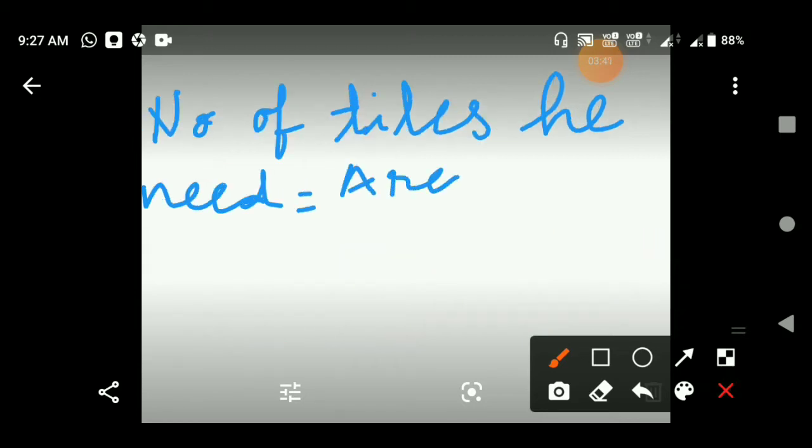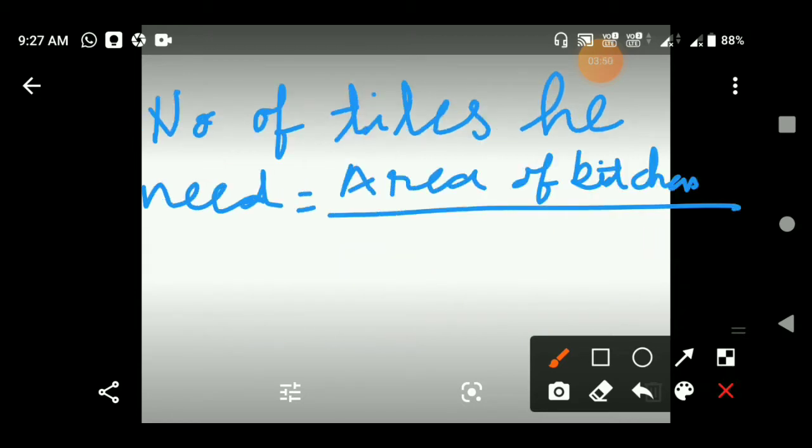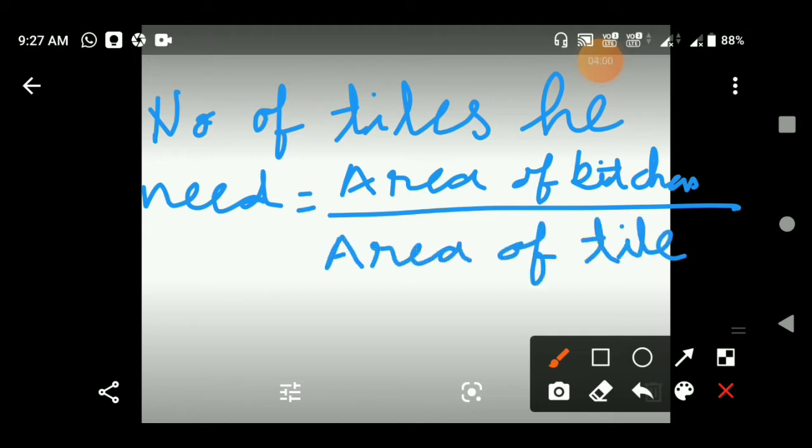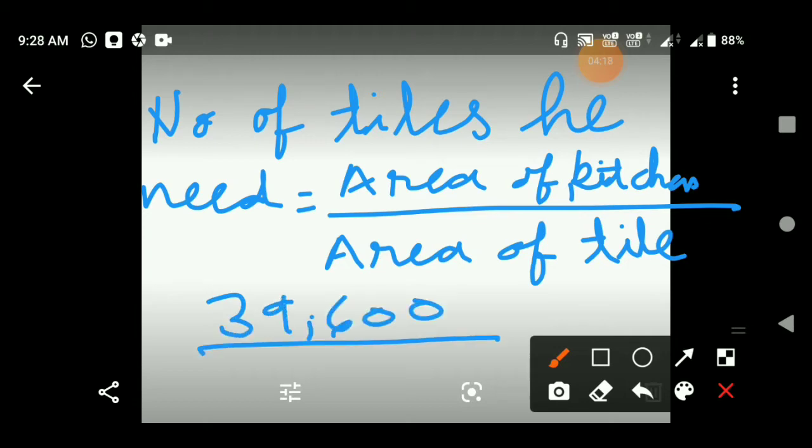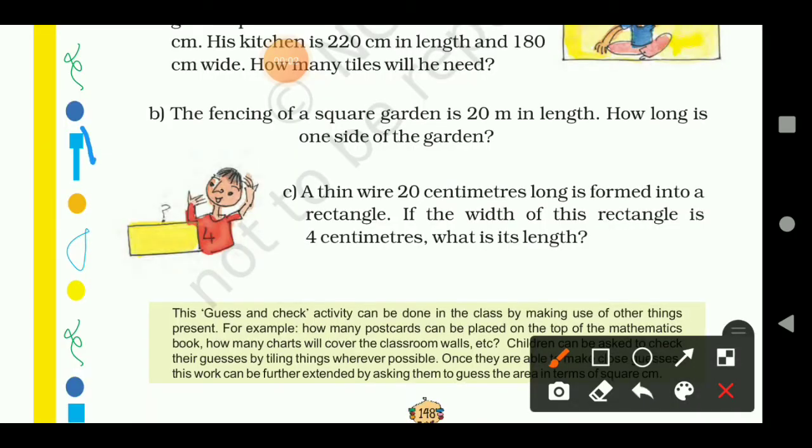Now let's find out how many tiles he needs. Area of kitchen divided by area of tile. So what is the area of kitchen? Area of kitchen is 39,600 square centimeter and area of tile is 100 square centimeter. So this 0 cancel. So how many total tiles need? 396 tiles he need. Now let us move on to the next question.